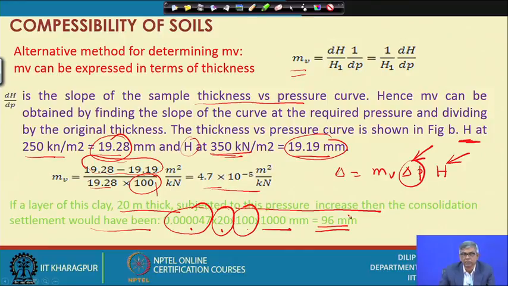That means for a 20 meter thick layer with this mv value, if you apply the load in such a way that in the middle of the clay layer the pressure increase is 100 kPa, then the expected consolidation settlement is 96 millimeters. So, this is the simple expression when mv is known. Using mv, calculation of settlement is very simple: mv multiplied by pressure increase multiplied by total thickness.